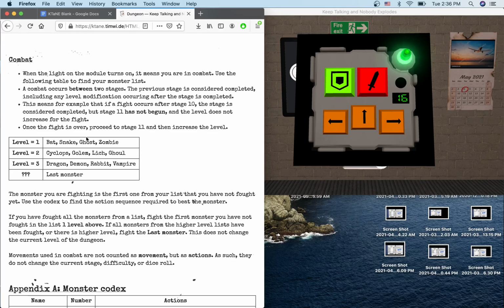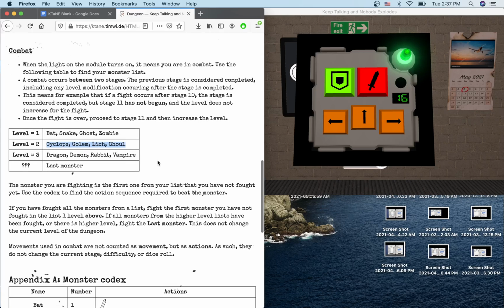If it ever happens that you fight all of the monsters in a list and then have to fight a monster while on that level, you simply move up a list. So for example, if I have fought everything in level 1, and then I have to fight another monster at level 1, I'd fight the Cyclops. Or if I have already fought the Cyclops, I would fight the Golem. I would fight the earliest unfought monster. You never fight repeat monsters ever in this module. So you just basically move up a list and treat your level as 1 higher.